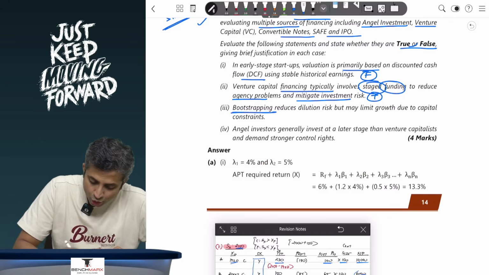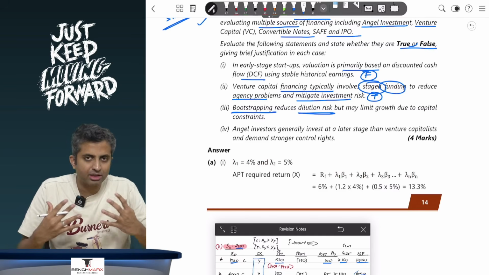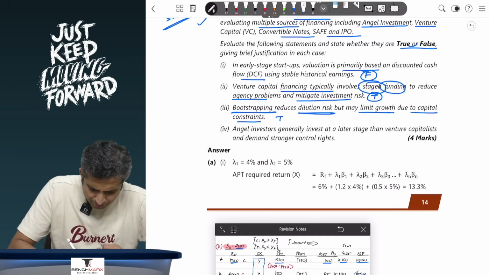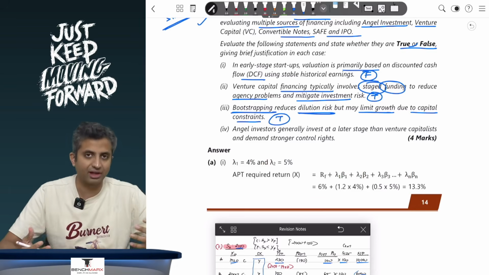Bootstrapping, that is funding on your own, reduces dilution risk. That is, you remain the owner only, but may limit growth due to capital constraints. That is correct. Like beyond a point, how much money will you yourself have?